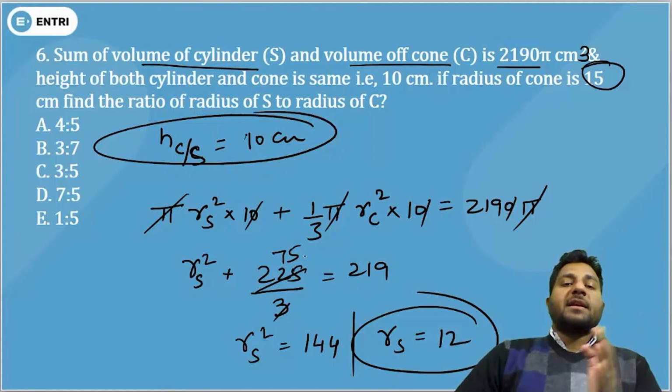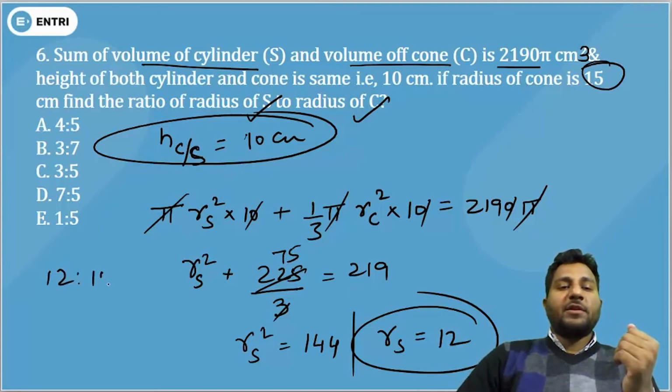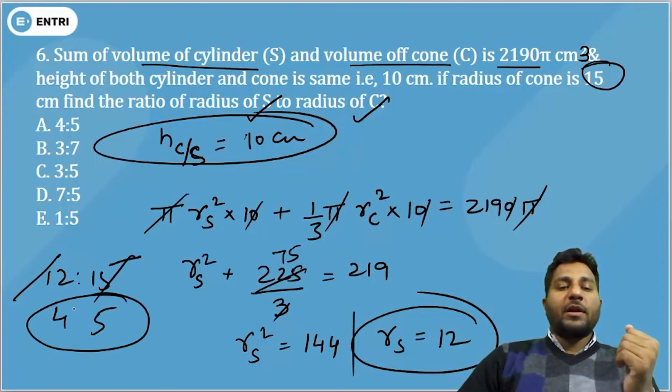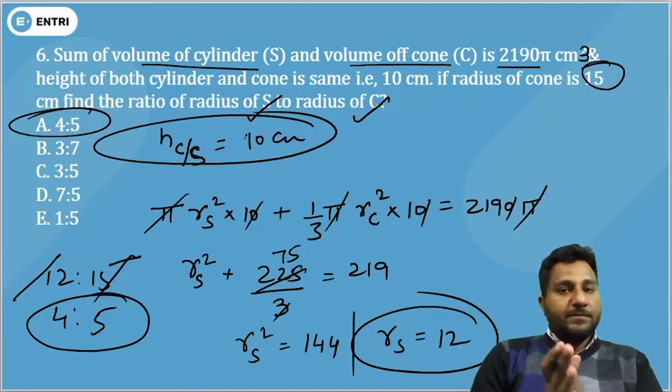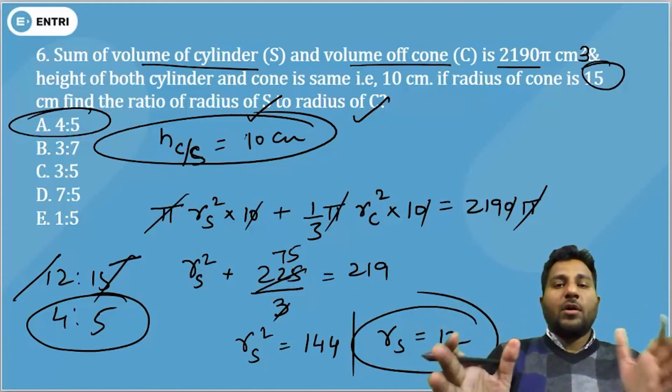Now they are asking to find the ratio of cylinder radius and cone radius. 12:15 means 4:5. So 4:5 will be the final answer. I hope you all have got the solution.